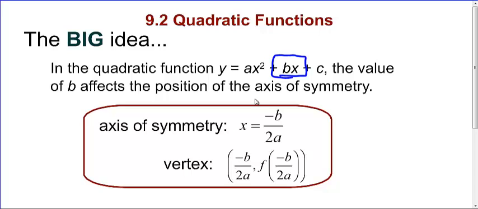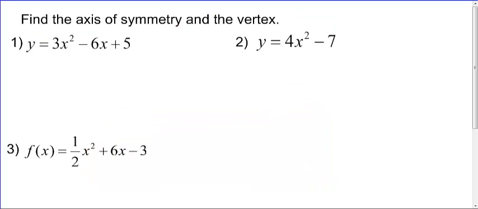In order to find the axis of symmetry, it's always going to be in the form x equals negative b divided by 2a. We'll see how that works in a moment, but that gives you that vertical line that cuts right through the middle of the graph. Now to find the vertex, it looks a little weird here: negative b over 2a comma f of negative b over 2a. All that means is once you find this x value for your axis of symmetry, plug it back into your function and that'll give you your ordered pair that's the vertex of the graph.